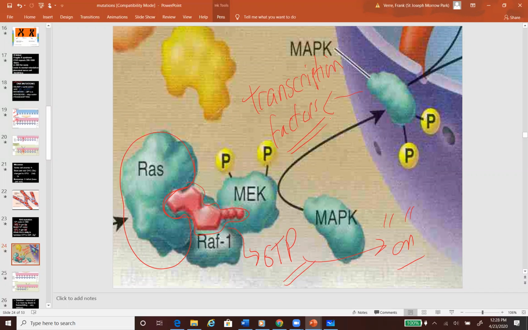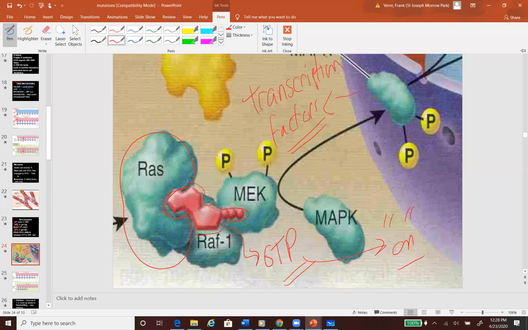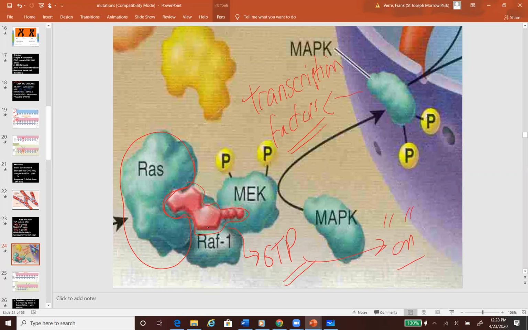Now, you learned back in grade 10 that cells want to divide under certain conditions. When they're growing or when they're damaged, they want to repair themselves, they divide. But this process has to be controlled. It has to be able to turn itself off. So the way it turns itself off is the RAS protein has a domain that binds to the GTP and cuts off one of the phosphates and becomes GDP. And when it does that, it actually switches off.